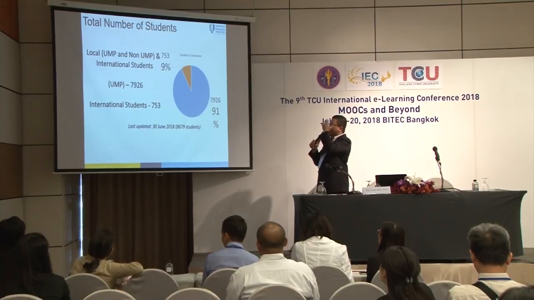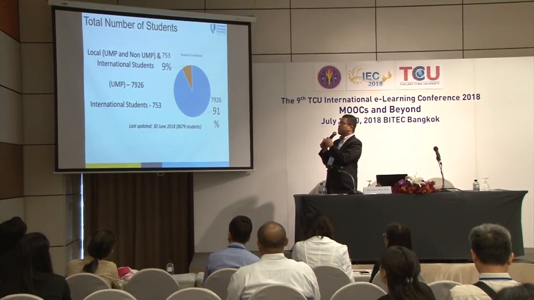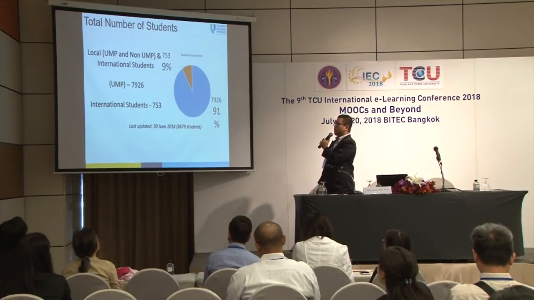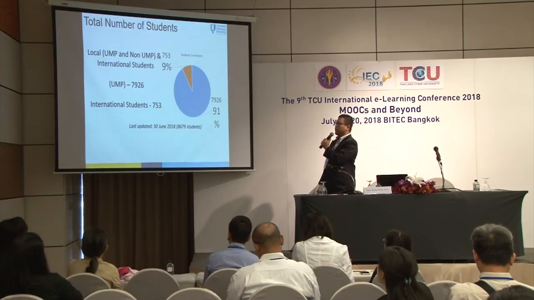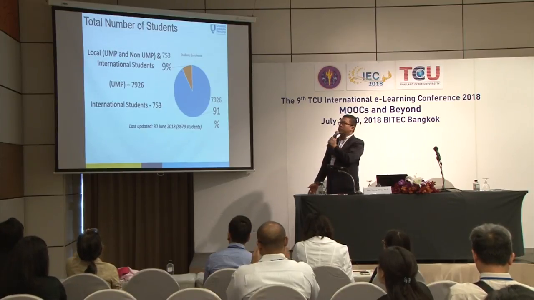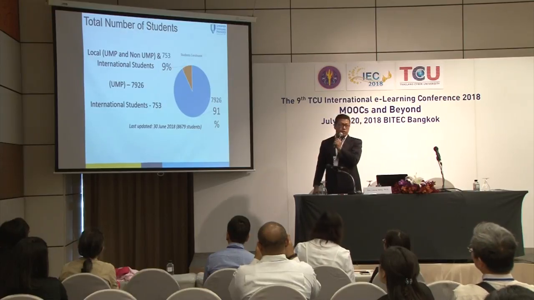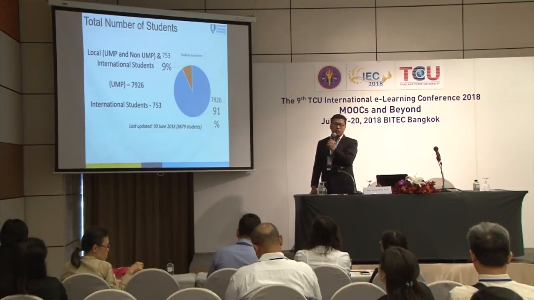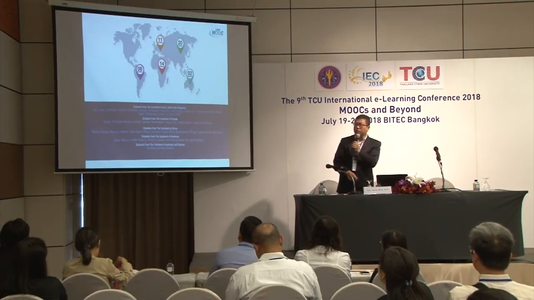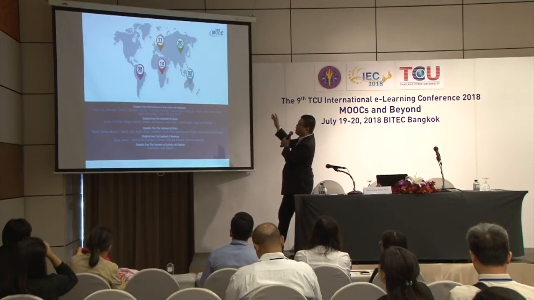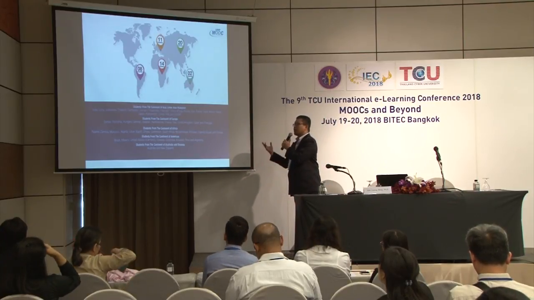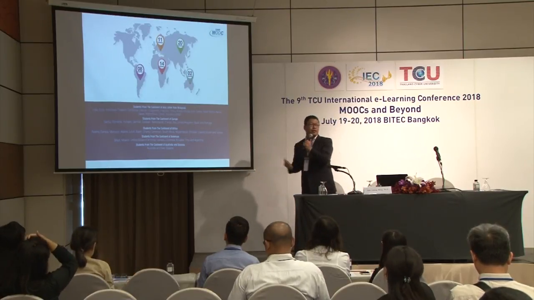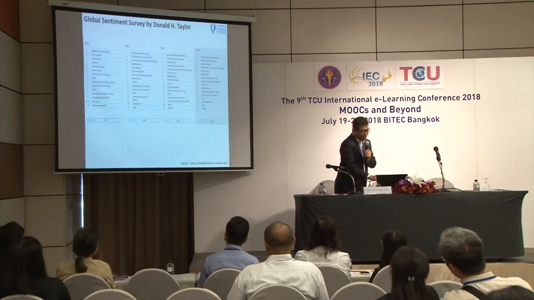The number of students that we have from 2015 until 2018, this is the latest data that we have. In total, we have about 8,679 students enrolled in UMP MOOC. Mostly we serve the local and UMP students. Roughly 9% of them come from international students. The students come from about 50 plus countries. Some of them come from Asia, some from the continents of Europe, Africa, America, Australia, and Oceania. So roughly like this.